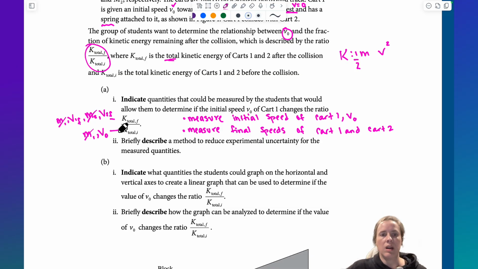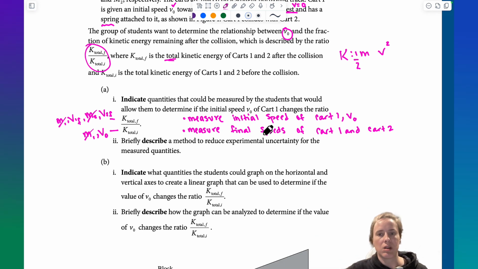If I'm going to reduce experimental uncertainty for the measured quantities, that means I need to change something and then measure it again. So the thing I have control over is how fast cart 1 is going, because I'm going to send cart 1 in at some initial speed.